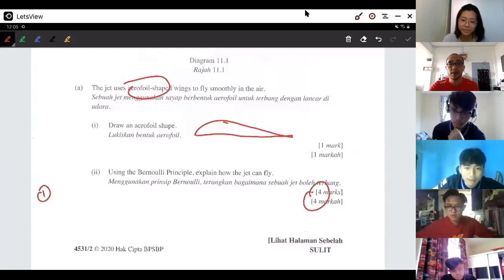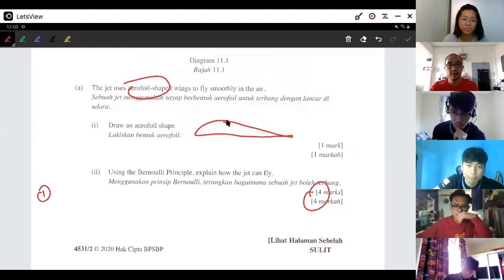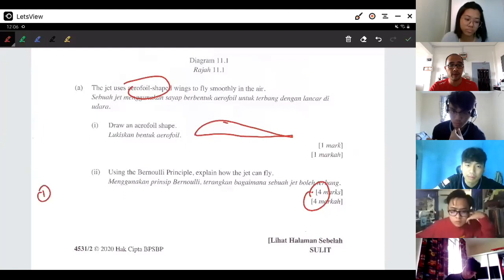Jeremy tulis jawapan penuh sudah sir di chat. The velocity of the air at the top of the wing is higher than the velocity of the air at the lower side of the wing. 1 mark. This creates a lower pressure region at the top of the aerofoil of the wing. 2nd mark. This creates a difference in pressure which produces a lift force. 3rd mark.